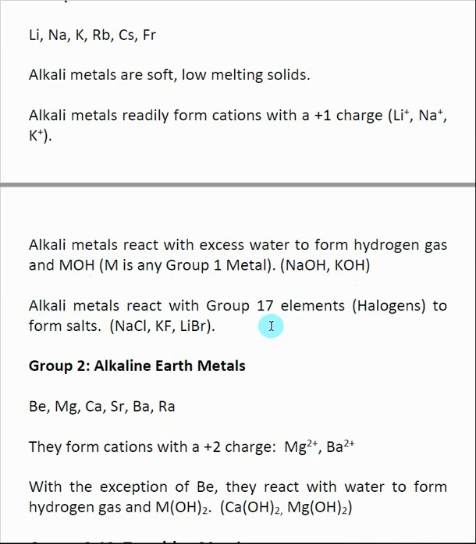Also, alkali metals tend to react with the group 17 elements, which are called halogens, which we'll get to in a minute, and they tend to form salts. So things like sodium chloride, table salt, and potassium fluoride.